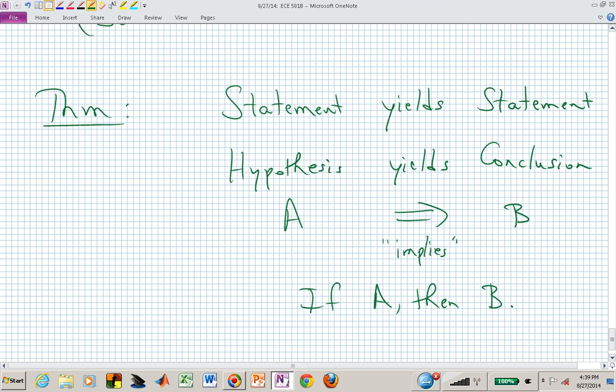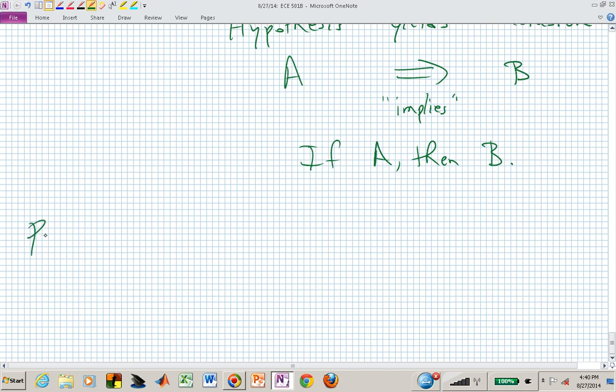Those are all ways of representing a theorem. You could have a statement yields a statement. You could have a hypothesis that leads you to a conclusion. You could say A implies B, or if statement A, then statement B. So if A is true, then B is true, is what that means. Let's just quickly go over some techniques of verifying or validating those relationships.